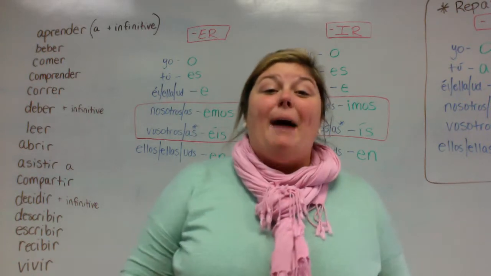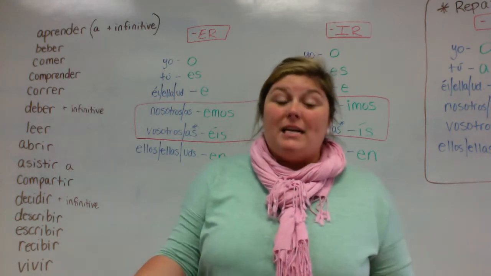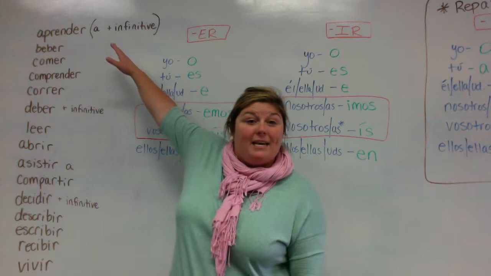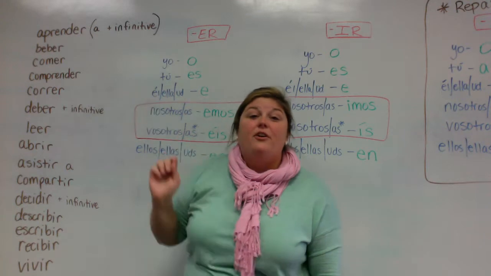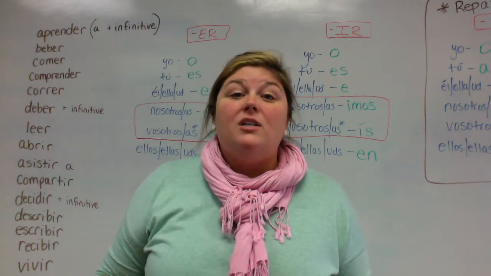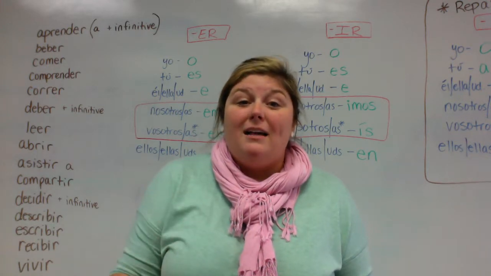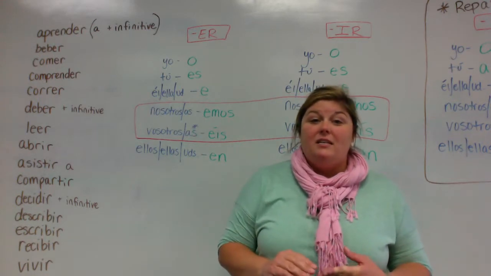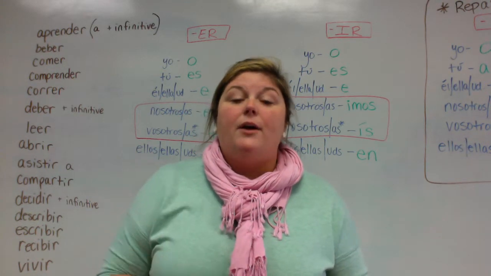Okay. So, aprender means to learn. And we can learn to do something as well. If we want to say to learn to do something, we can conjugate aprender, which we're going to learn how to do in just a minute, and then follow it by the preposition a and another infinitive verb, meaning that it's going to end in AR, ER, or IR. So I could say, I learn to speak Spanish. Aprendo a hablar español. Bien, so you can follow aprender, conjugate it, then put the preposition a, and then follow it with an infinitive verb, ending in AR, ER, or IR.